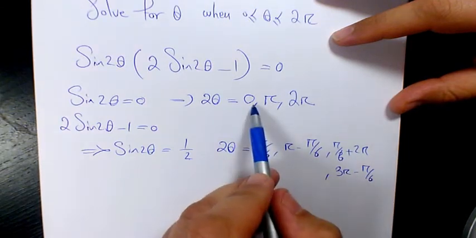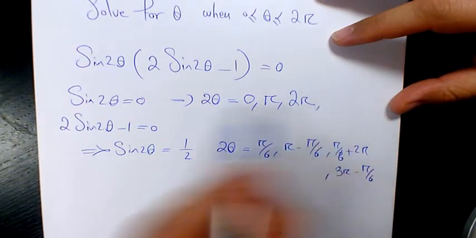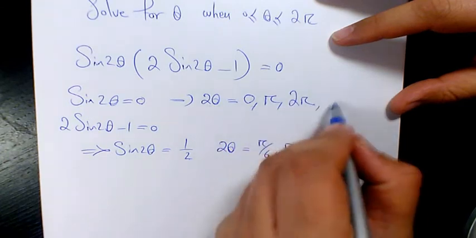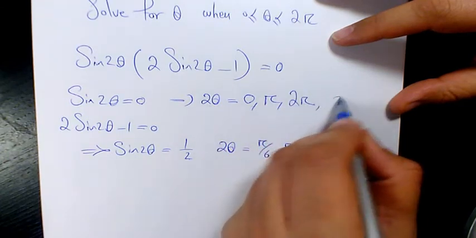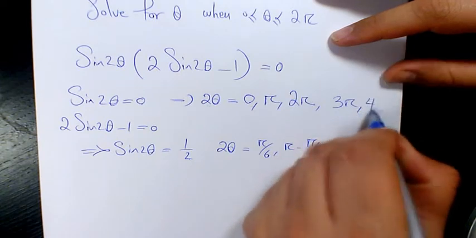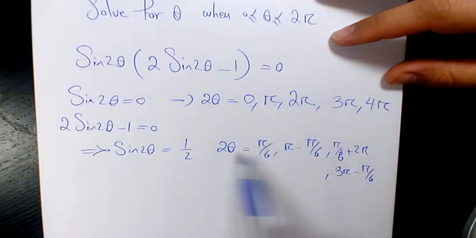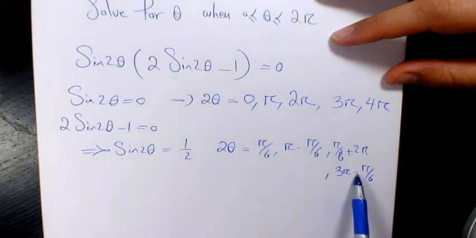And here, we're going to have 3 more answers because it's 2 theta. So I'm going to have 2 pi, 3 pi, and 4 pi. 1, 2, 3, 4, 5, 6, 7, 8, 9.